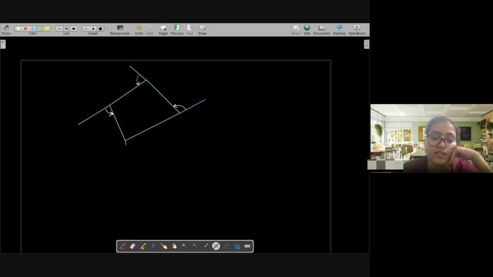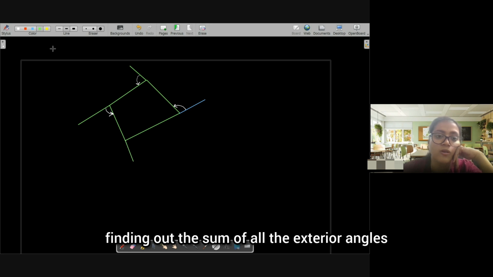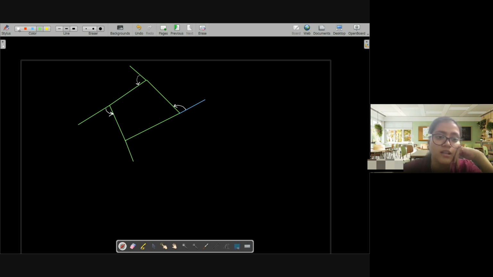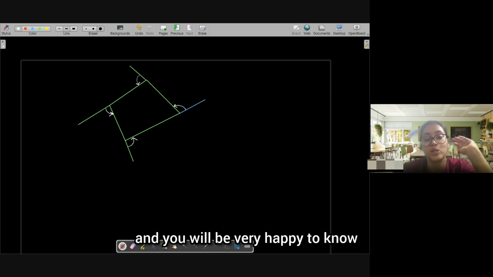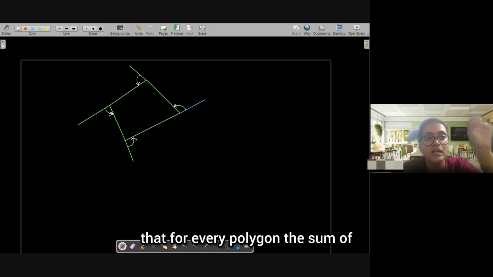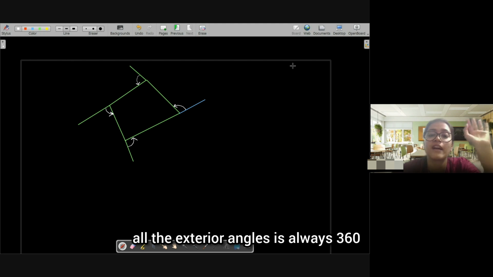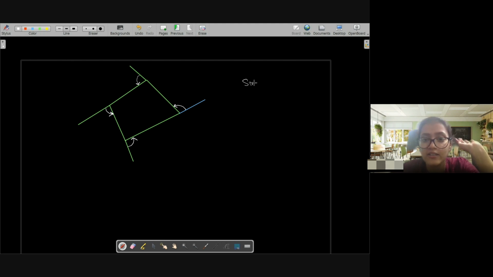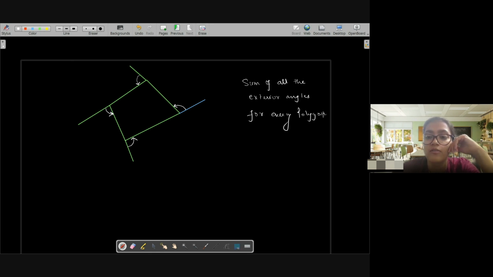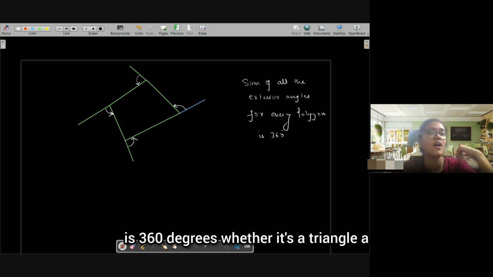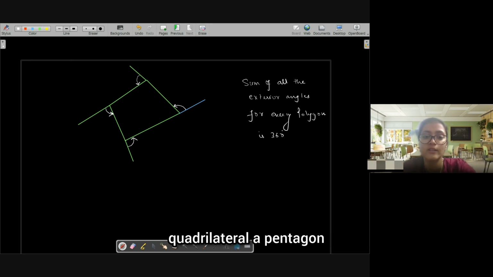Now we are interested in finding out the sum of all the exterior angles. And you will be very happy to know that for every polygon, the sum of all the exterior angles is always 360 degrees. Whether it's a triangle, a quadrilateral, a pentagon, a hexagon, anything.